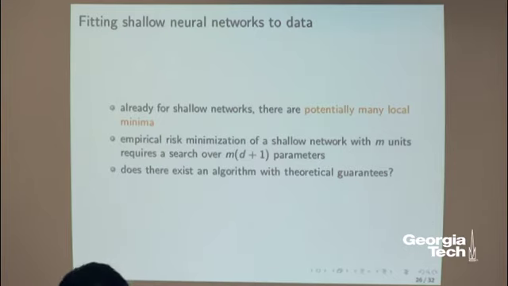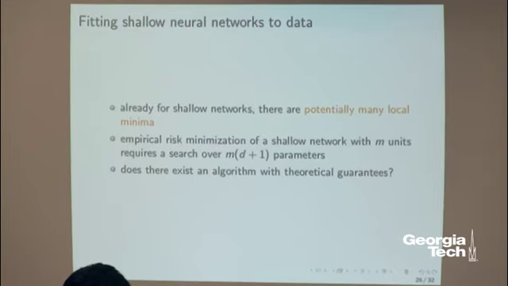If you do gradient descent, you have the problem that this energy landscape in principle can have many local minima, and you can get stuck in that. On the other hand, you can try to define the global minimum, which is the empirical risk minimizer. But then you have somehow to search over all these parameters. So it's m times d plus 2 actually.